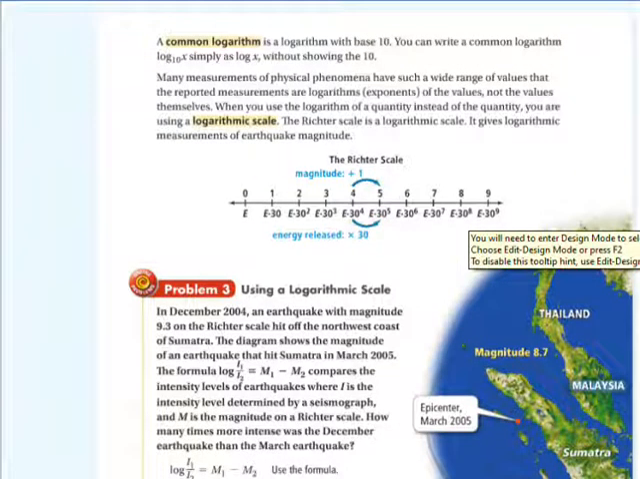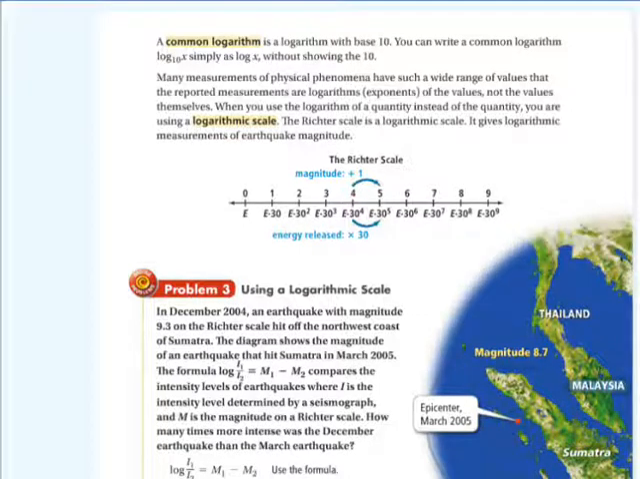A common logarithm is a logarithm with base 10. You can write common logarithm as log base 10 of x simply as just writing log x. So when we have 10 as the base, we can just write log. We don't have to write this 10 down below. It's just assumed that it's log. You have to remember that mathematicians are insanely lazy, and if they can find a way to shorten their work, they're going to.